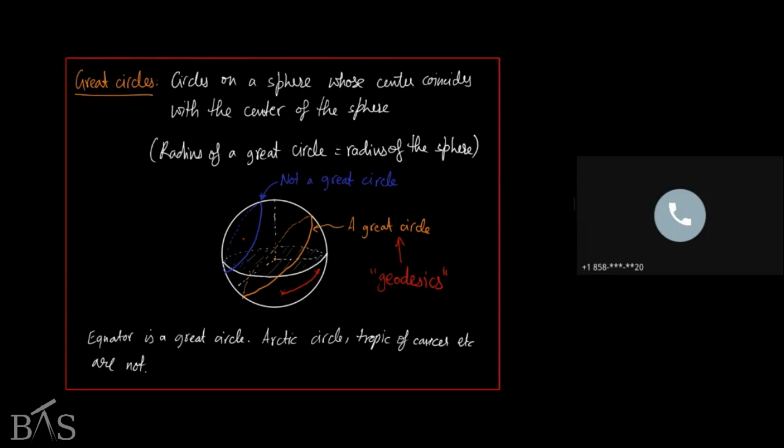Another important thing to note is that the radius of a great circle is equal to the radius of the sphere. The great circle has the biggest circumference, or biggest radius, of any circle that you can construct on the sphere. For example, this circle has a shorter circumference than this great circle, right? So the great circle has the maximum circumference.